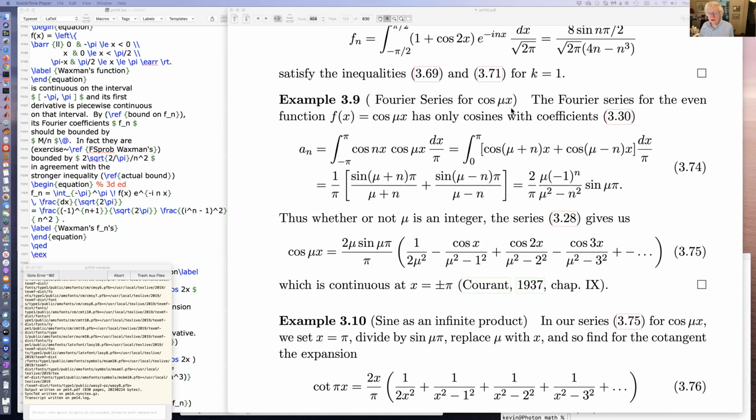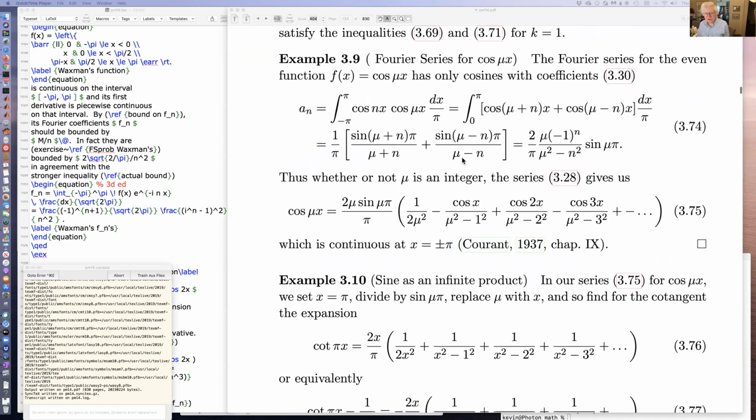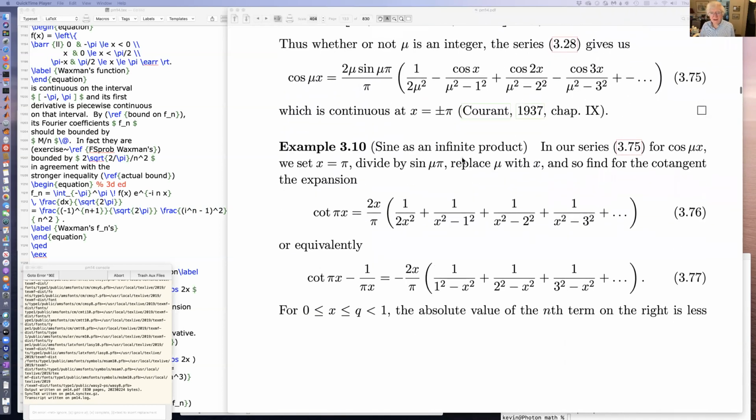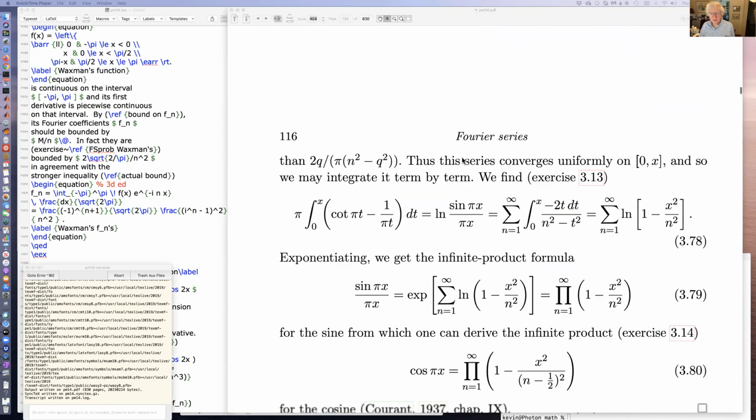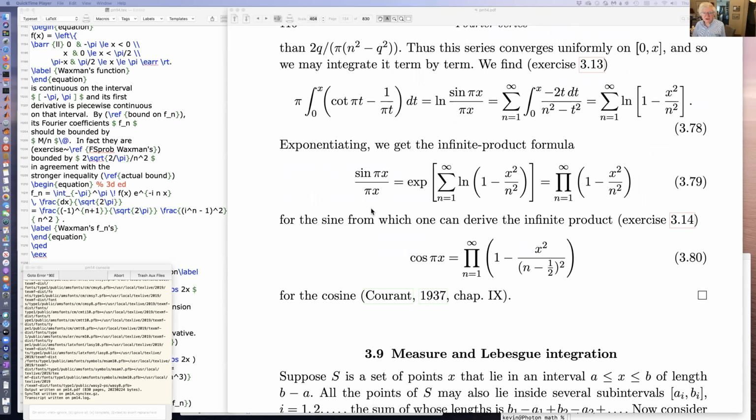The Fourier series for cosine of mu x. I think I'm going to skip this example. If you want, we can do it next Wednesday. But let me give you the application of these two examples. The application is that you get an infinite product formula for the sine and for the cosine, and that's quite interesting, I think. In fact, infinite products are kind of related to path integrals. In any event, I can go through this next Wednesday in detail if you want.